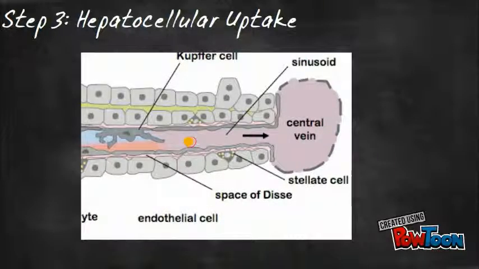Finally, the sinusoidal endothelium is leaky and porous and lacks a basement membrane, so albumin-bound bilirubin diffuses directly into the space of Disse, which is found between the endothelium and the hepatocyte plasma membrane.